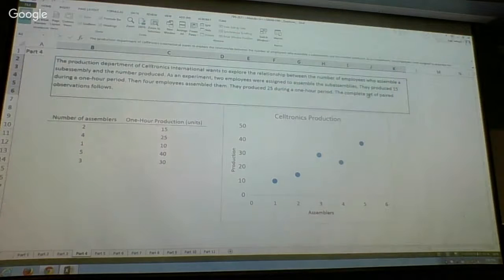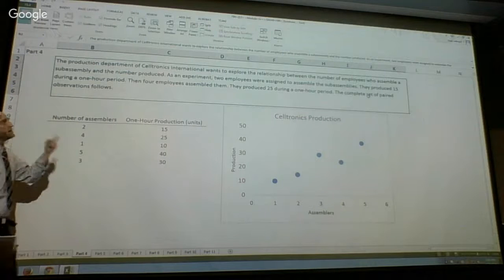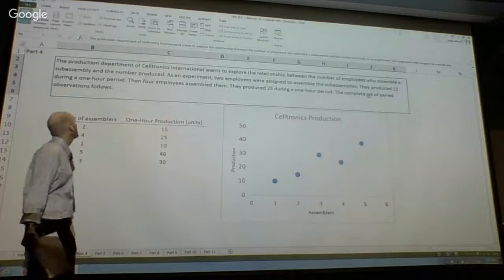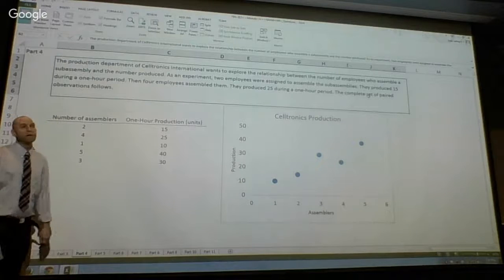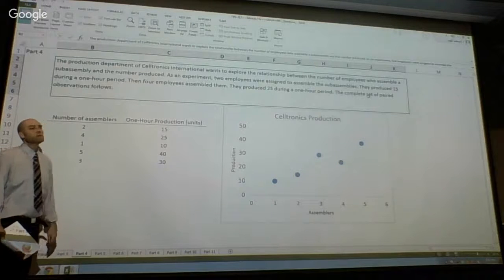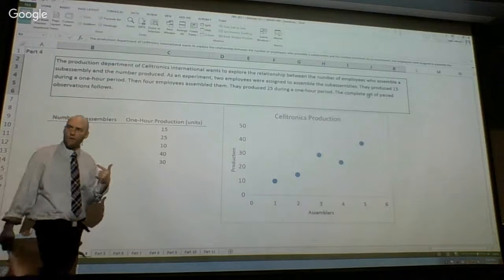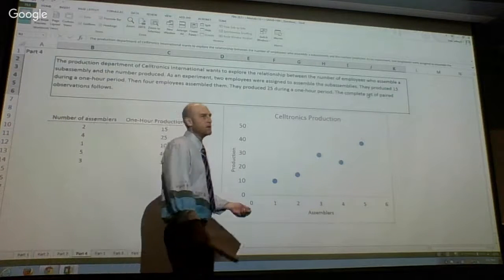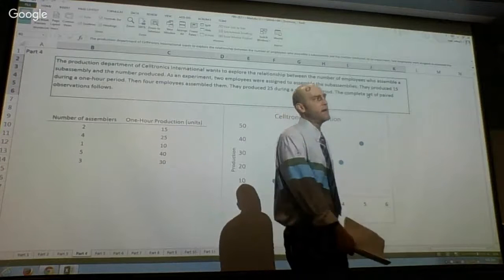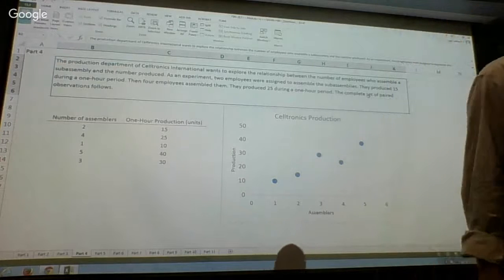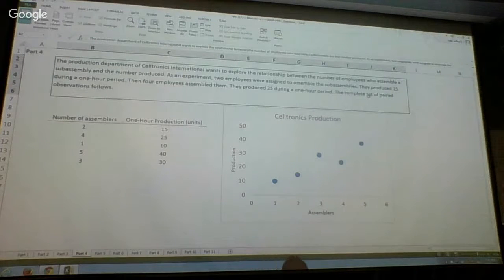It's like we have 5 observations. The production department of Celtronics International wants to explore the relationship between the number of employees who assemble a subassembly and the number of subassemblies produced. So we've got widgets and we've got people. One of those is the independent variable, one of those is the dependent variable. Does the number of widgets depend on the number of workers, or does the number of workers depend on the number of widgets that those numbers produced? Which one is the independent and which one is the dependent variable?